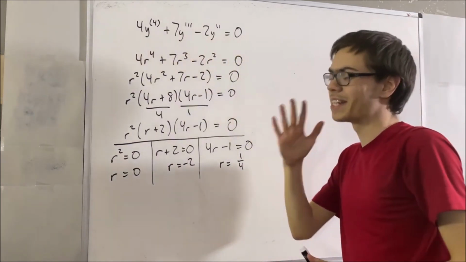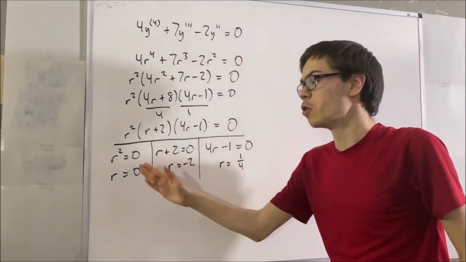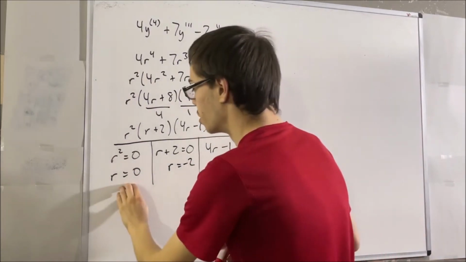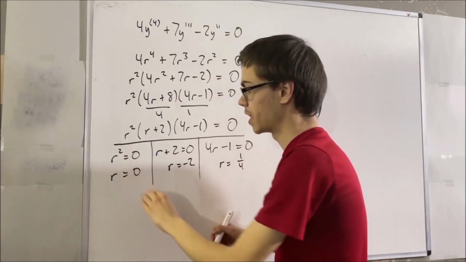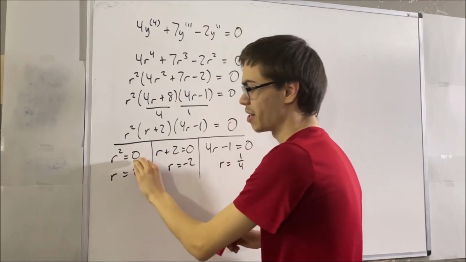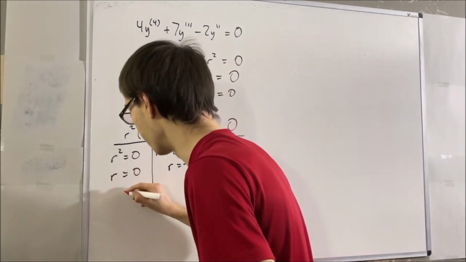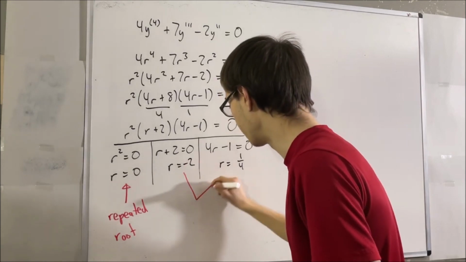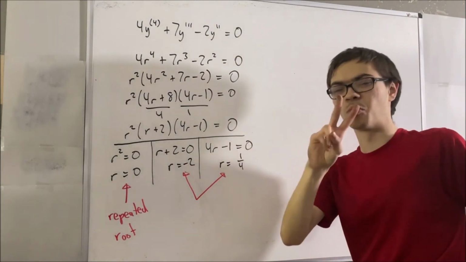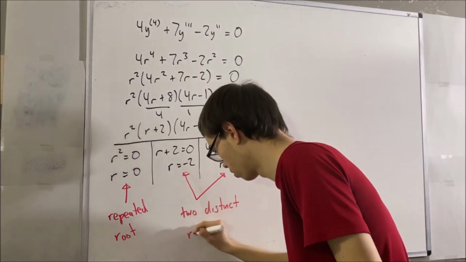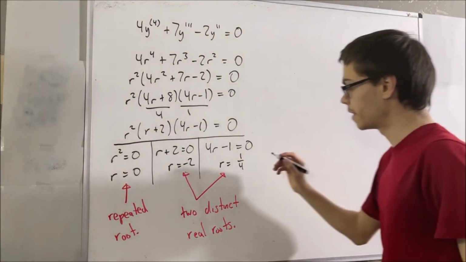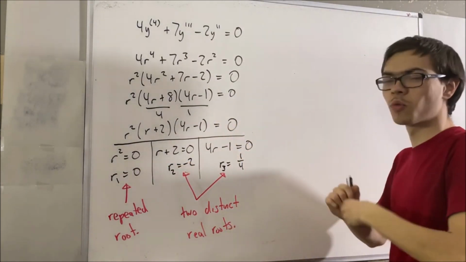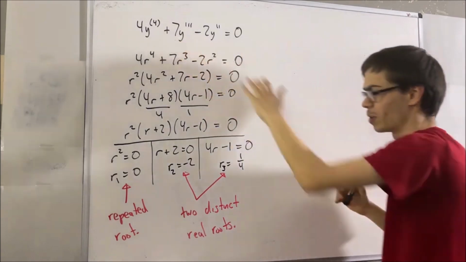But it's important that you identify the types of roots that you have. For the first root, notice that this is actually a repeated root because when you take the square root of both sides, you technically get plus or minus 0. So this would be considered a repeated root. And these two roots can be considered two distinct real roots. And I'm going to give each of my roots names. Right, and now we're ready to write out the general solution to this differential equation.